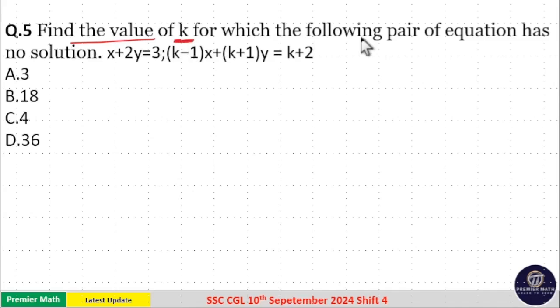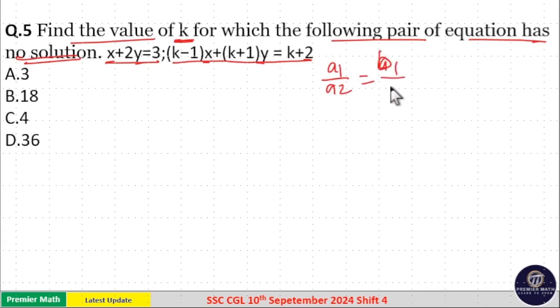Find the value of k for which the following pair of equation has no solution. Here we have x and y, here also we have x and y. That is, this is in the form of ax plus by is equal to c. This is also ax plus by is equal to c. To have no solution, a1 by a2 should be equal to b1 by b2 which should not be equal to c1 by c2. That is, this is no solution. Actually, you don't have to consider this. Just take coefficient ratio of x and y. That is, here ratio of coefficient of x should be equal to ratio of coefficient of y.